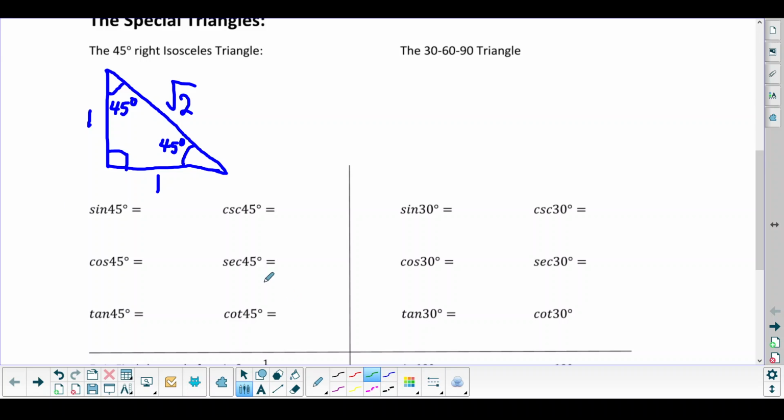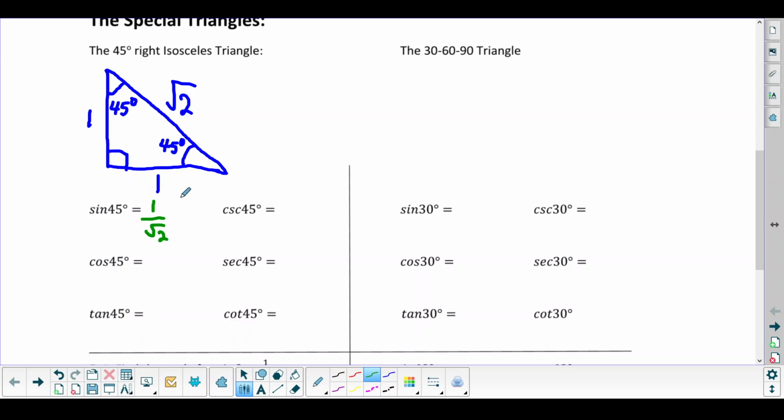So let's do that. It doesn't matter which perspective we take because it's an isosceles triangle, they're the same, but I'm going to always use this bottom one here, this 45 degrees at the bottom of our triangle. So sine, remember, is opposite over hypotenuse. So opposite is 1, hypotenuse is root 2. So sine of 45 degrees is 1 over root 2. And that is an exact answer.